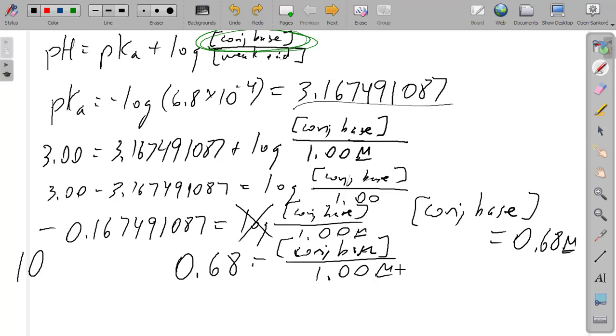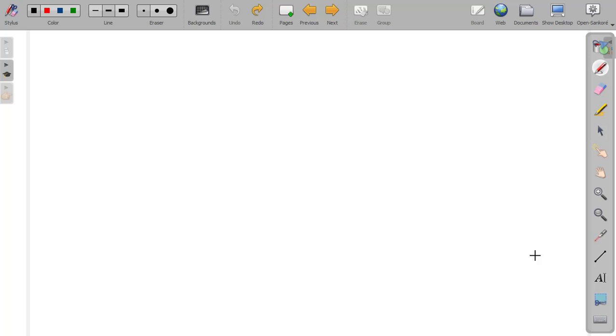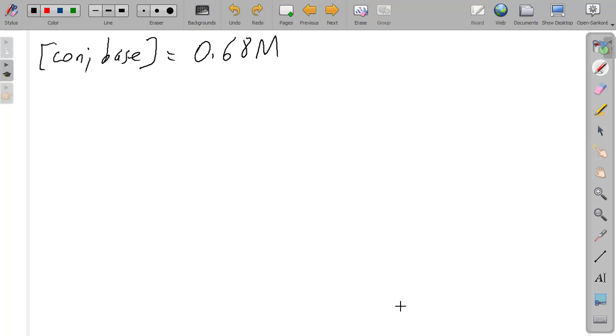So now we know the conjugate base concentration needs to be 0.68 molar, but we need to do a little bit of work, because the question itself, don't just write that and say that's the answer. Conjugate base concentration equals 0.68 molar. You always have to keep in mind, what did the question really ask you for? In this case, it said, what mass of solid sodium fluoride? That means grams. The mass for us in chemistry is going to be grams.